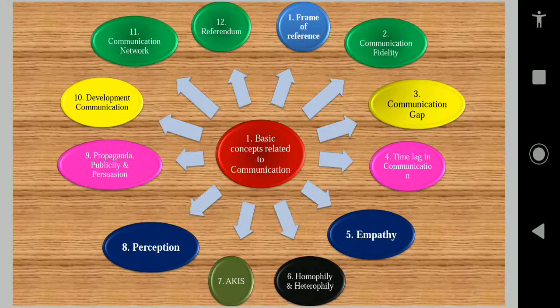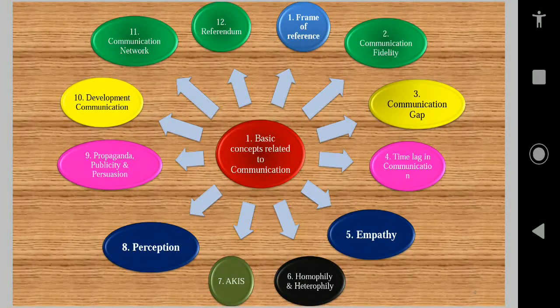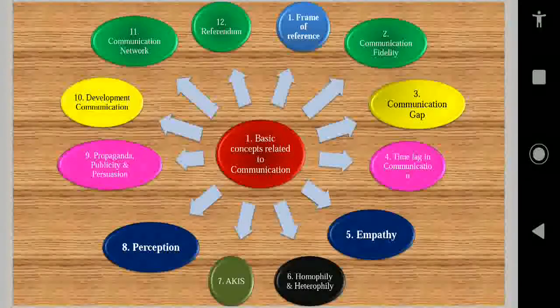Two types. First, the message does not reach the target. And the second one is, the message reaches, but it fails to produce the desired impact. Then also there will be a large communication gap. So these are the two types of nature of communication gap.